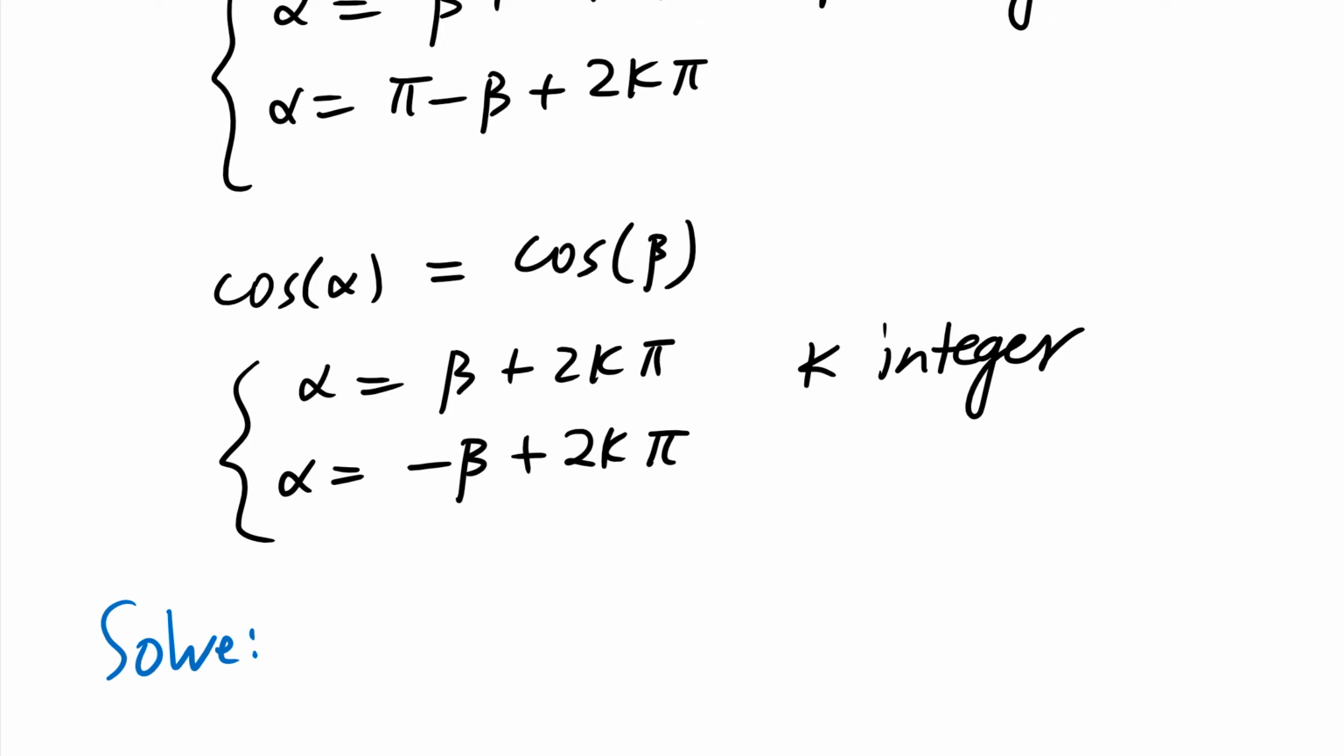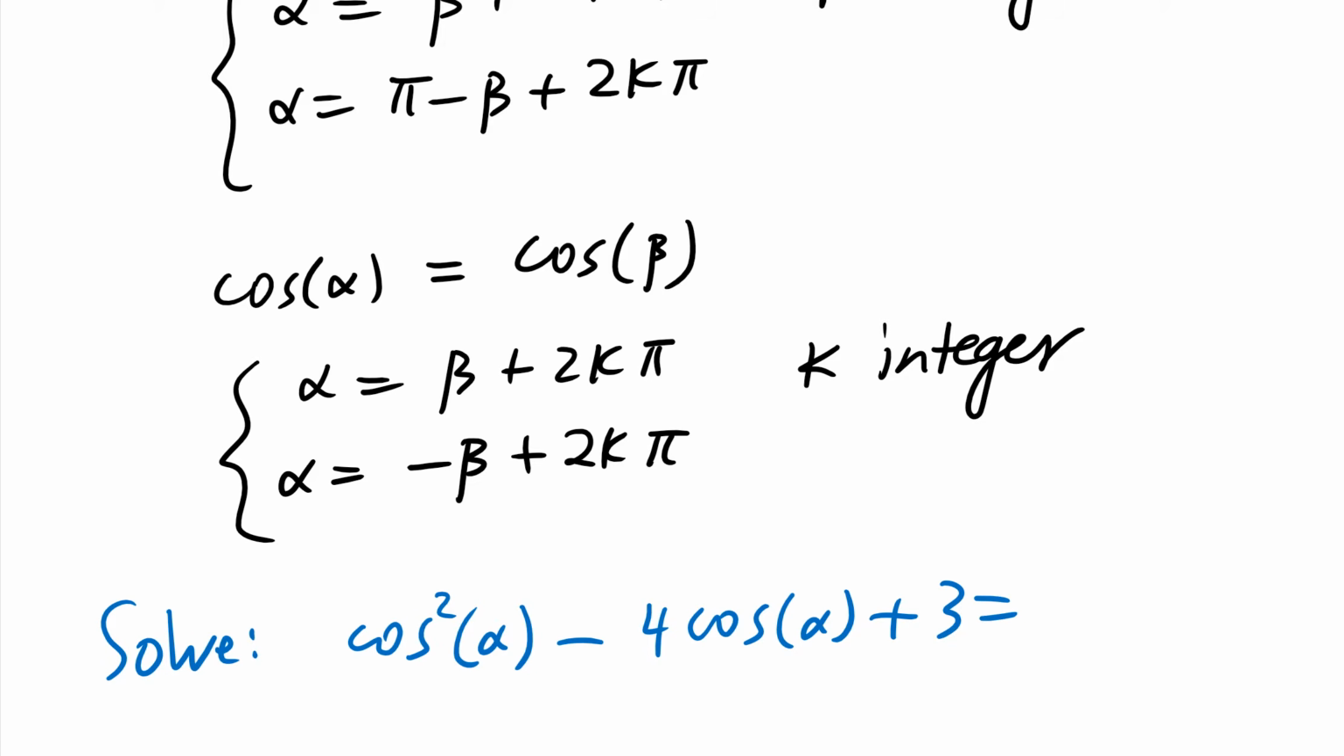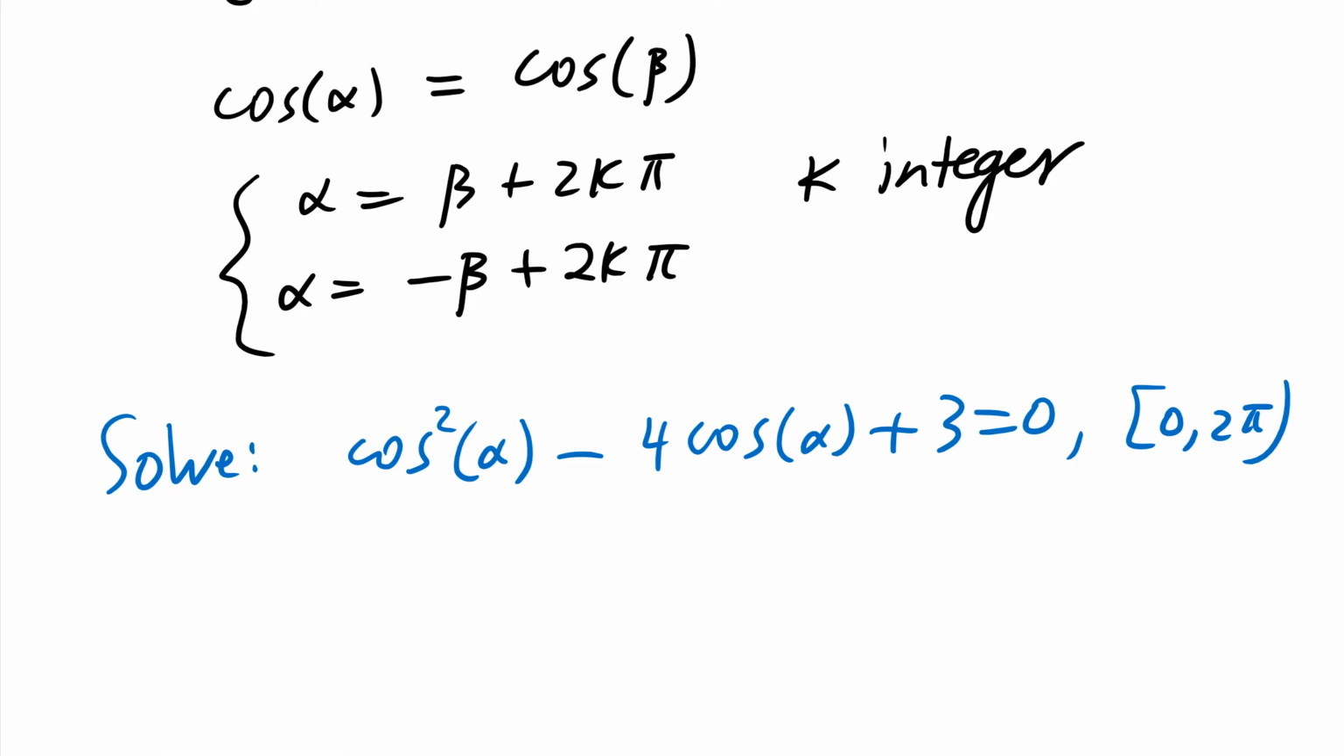So if they ask us to solve cosine square alpha minus 4 cosine alpha plus 3 equals 0 over the 0 to 2 pi interval. So how do we solve such an equation?